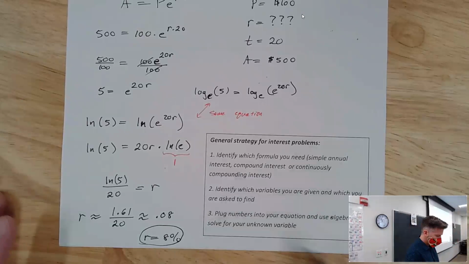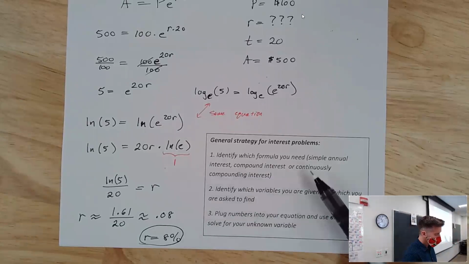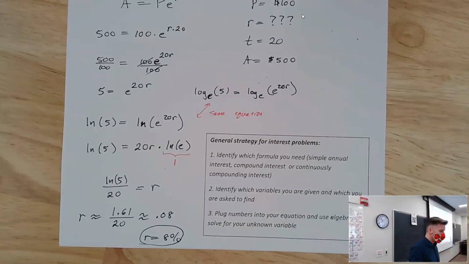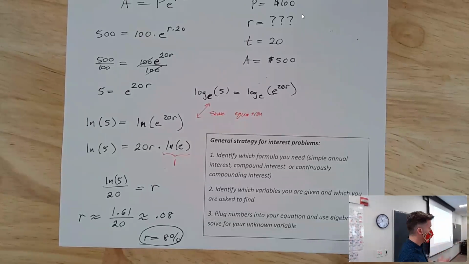Some general strategy stuff. Identify which formula you need, right? If it's simple, it's A times 1 plus R to the T. If it's compound, it's, sorry, I keep saying A when I mean to say P. Apologies. It's P times 1 plus R over N to the N T. And if it's compounding continuously, it's PE to the RT. Then identify what you know, figure out what you're trying to find, and then finally throw it all into the formula and then solve for the thing you're trying to figure out.